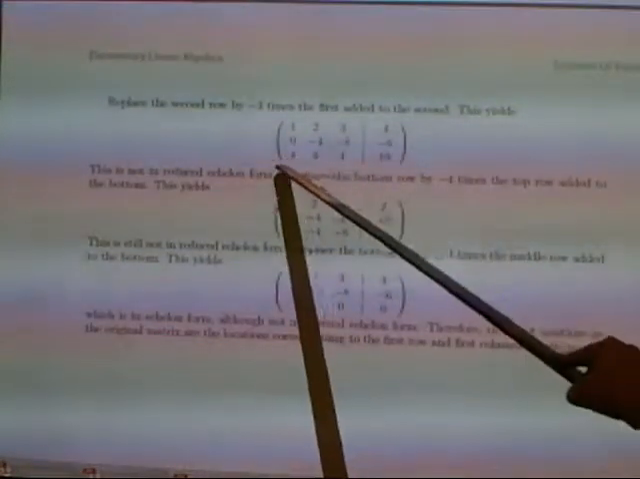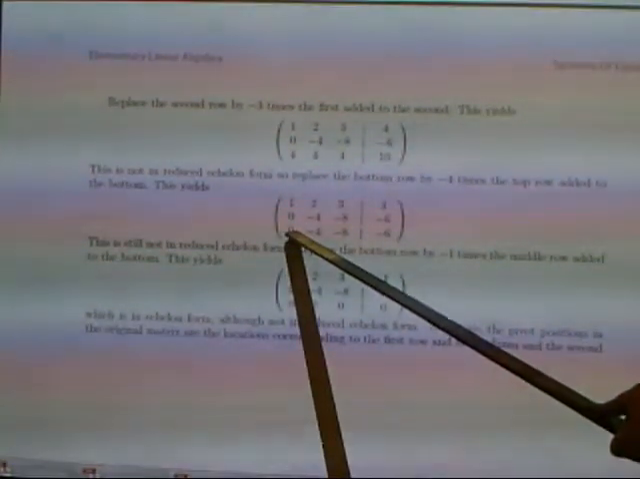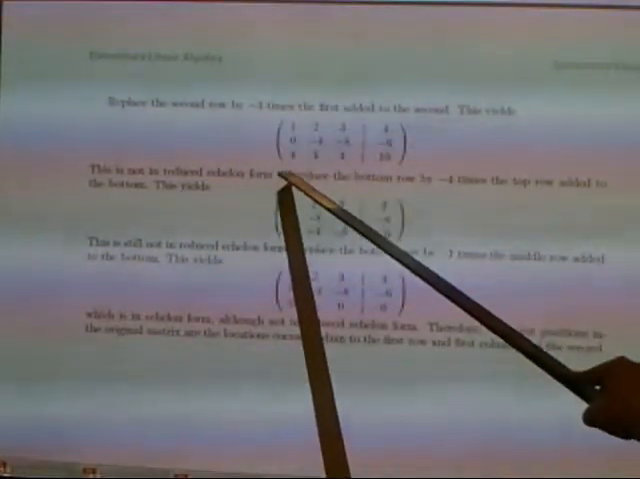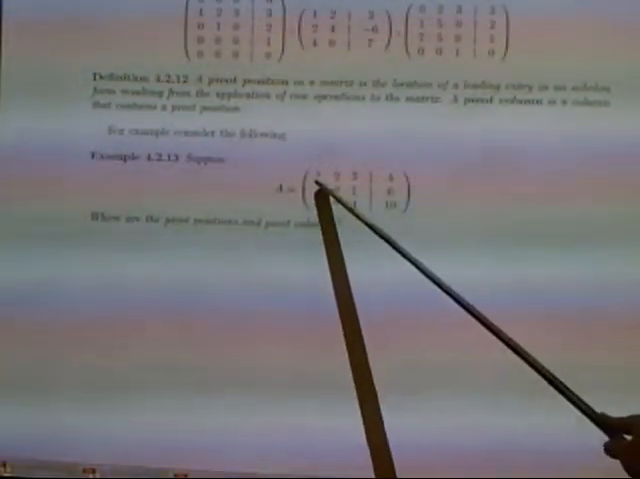First you make the 0 here, and then after that you try to make the 0 here. How do you make the 0? This one, the original equation here, you multiply with 3 and subtract from the other. So how do you make the 0 here? This one, multiply with 3 and subtract from 3. Then this value becomes 0.